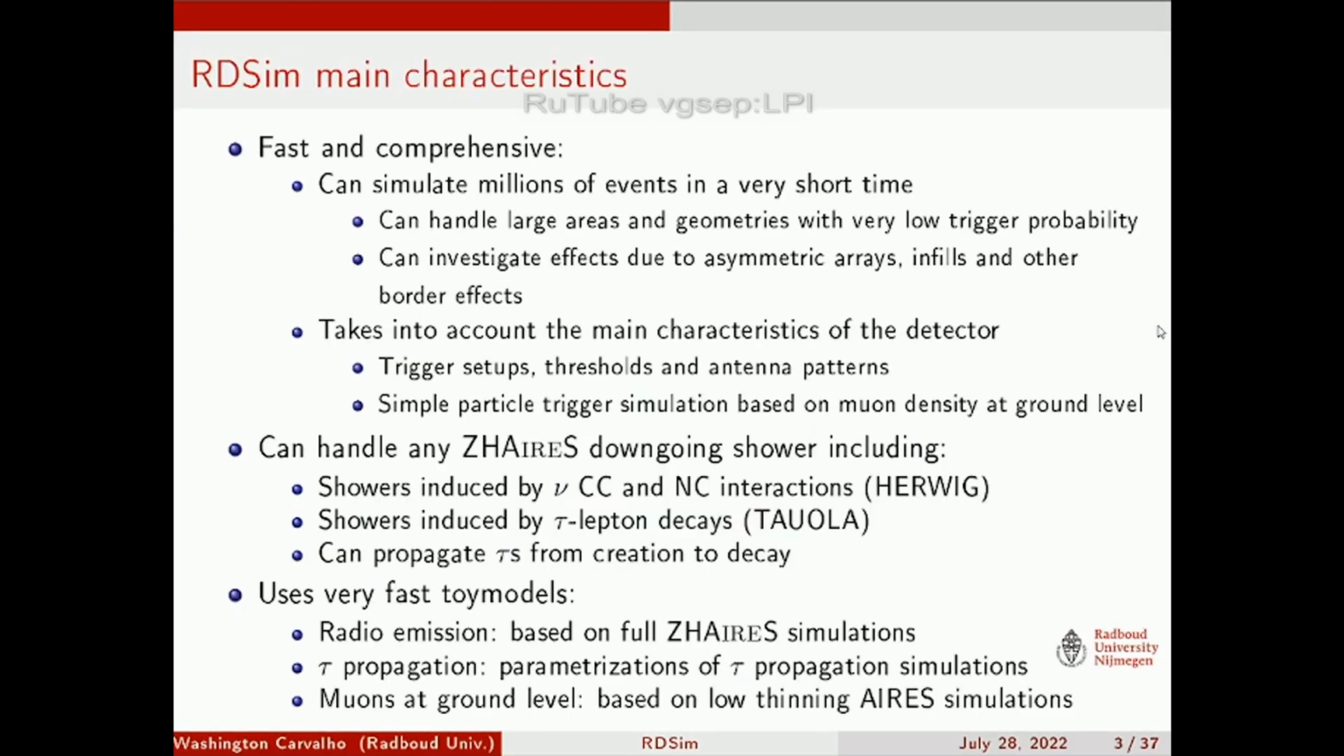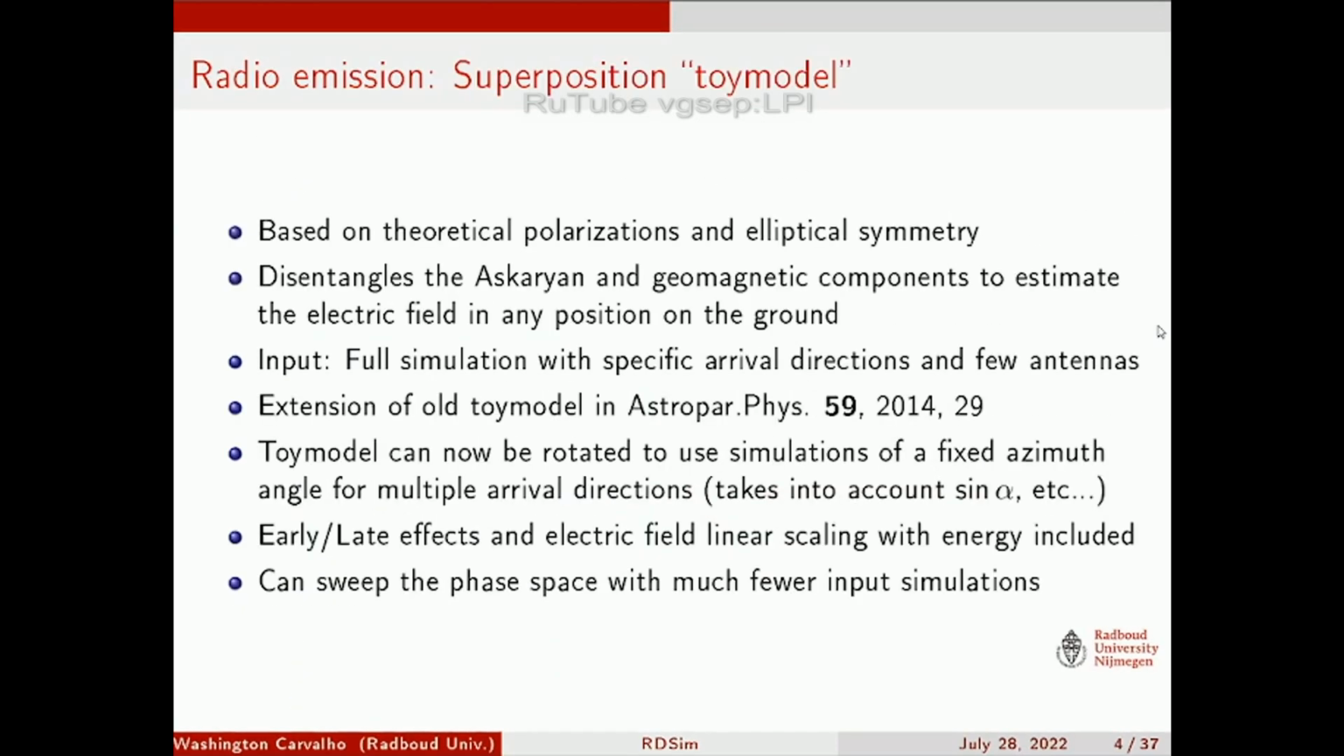Oh, sorry, wrong direction. About the radio emission toy model, it's based on theoretical polarizations and assumes an elliptical symmetry. It's able to disentangle the Askaryan and geomagnetic components of the radio emission to estimate the peak of the electric field along with its polarization anywhere on the ground. The inputs are full ZHAireS simulations with specific arrival directions and just a few antennas.